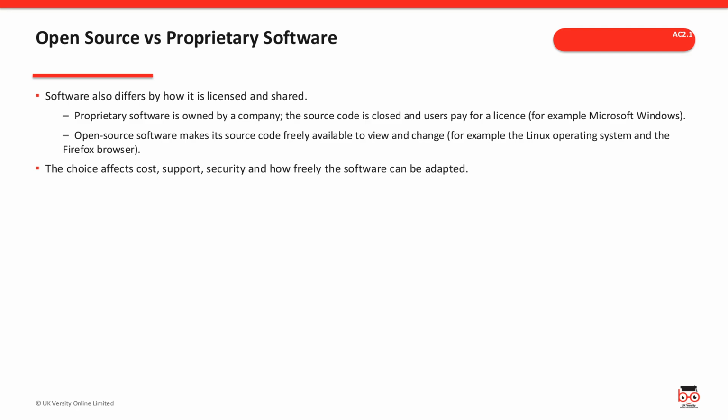Software also differs in how it's licensed and shared, and the big distinction is proprietary versus open source. Proprietary software is owned by a company, its source code is kept closed, and you pay for a license, Microsoft Windows being the obvious example. Open source software makes its source code freely available for anyone to view and change, like the Linux operating system or the Firefox browser. That choice affects cost, support, security, and how freely you can adapt the software.